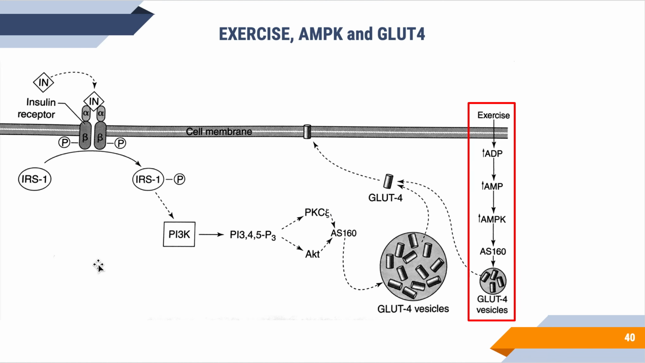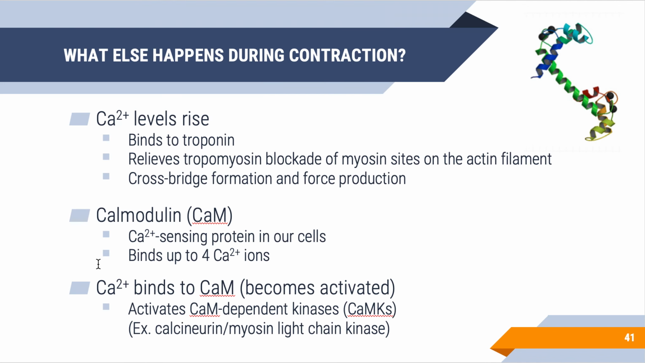So we see in this pathway here, exercise increases free ADP and free AMP. Again, AMPK senses these high levels of breakdown products of ATP, activates AS160, and brings GLUT4 from its intracellular stores to the plasma membrane to promote glucose uptake to be used to produce ATP eventually. So what else happens during contraction?